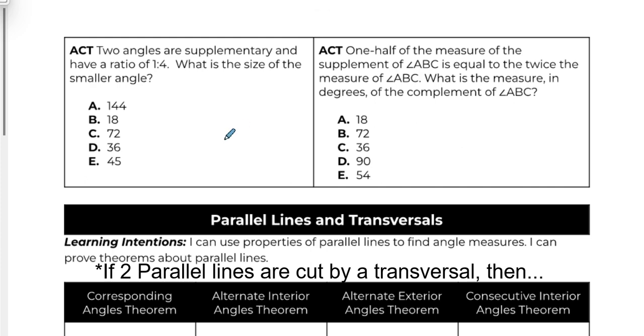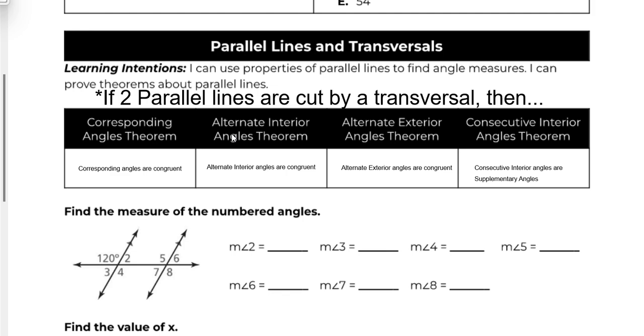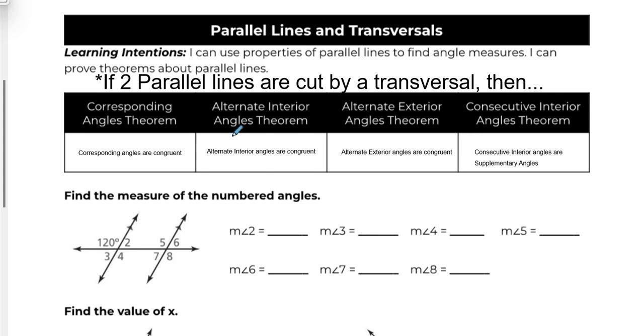So, what I'm going to start out with today, I'm just going to get you what you need so you can get to practicing on the assignment. And today's lesson 3.2 is over parallel lines and transversals. Okay, so the big learning intention for today is that you will be able to use properties of parallel lines to find angle measures and then prove theorems about parallel lines. That'll come later. Really, today we're just focusing on finding angle measures.